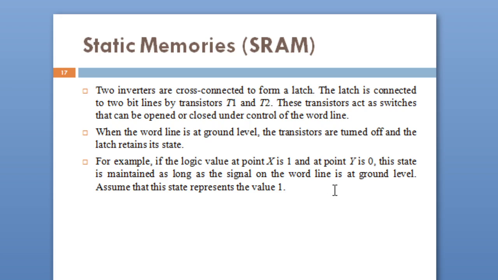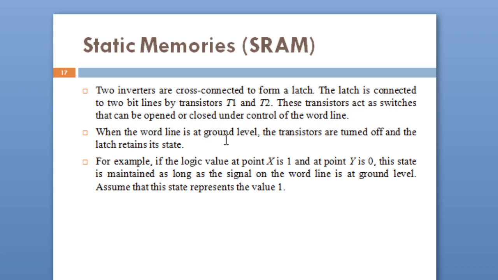So here two inverters are cross connected to form a latch. The latch is connected to two bit lines by transistors T1 and T2. These transistors act as switches that can be opened or closed under control of the word line.